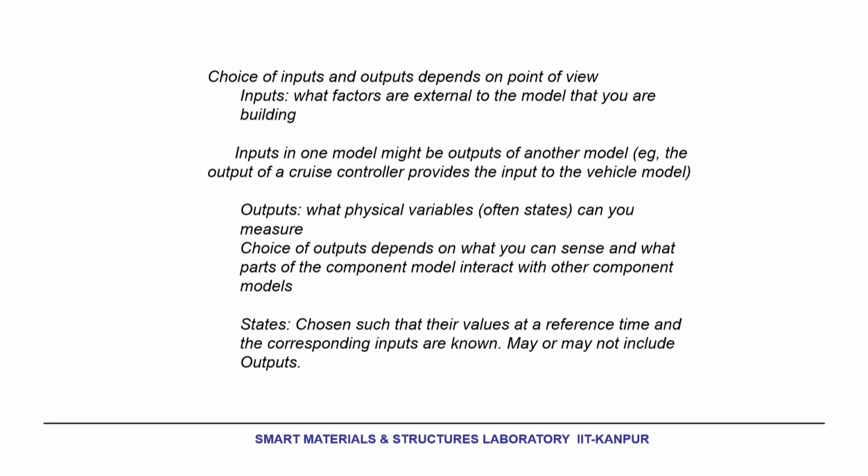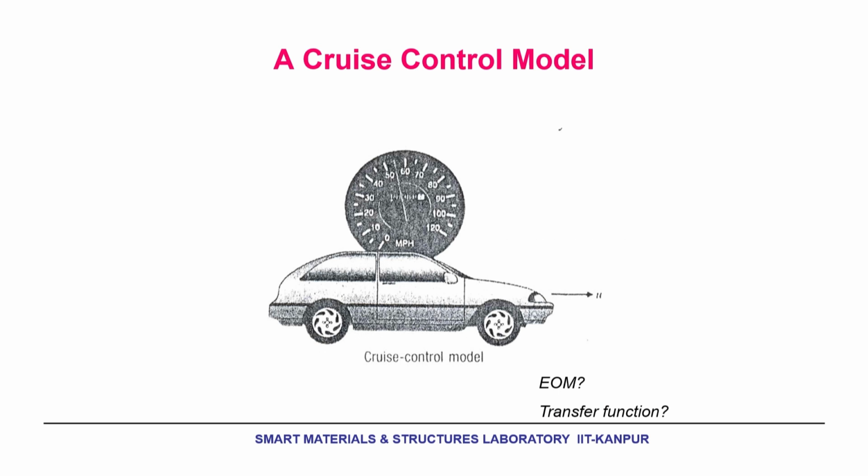I will come to that in a minute. Now, let us look at this car. It is a car that is supposed to be intelligent, autonomous, and I want to model the cruise control part of it, like the trajectory control and what should be the speed, etc. So, what could be the equation of motion of such a car? What could be the transfer function? These are the type of things that we will look into how to do.